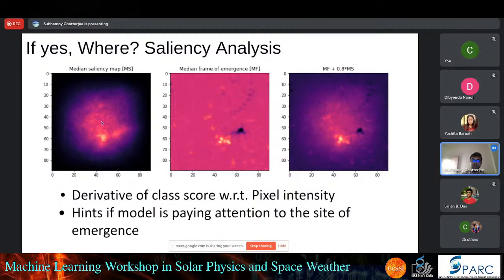And you can see that is more or less aligned with the median frame of emergence with this bipolar region. And that again says that the model is not only finding the right frame of emergence, it is also looking at the right place of emergence, right?